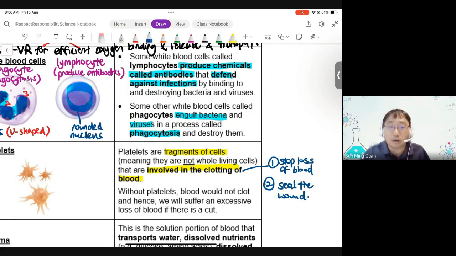Without platelets, your blood will not clot, and then you will suffer an excessive loss of blood. That's obviously not good. If you lose too much blood, you will lose consciousness, you will faint. And why do you faint? Later on, we will take a look.